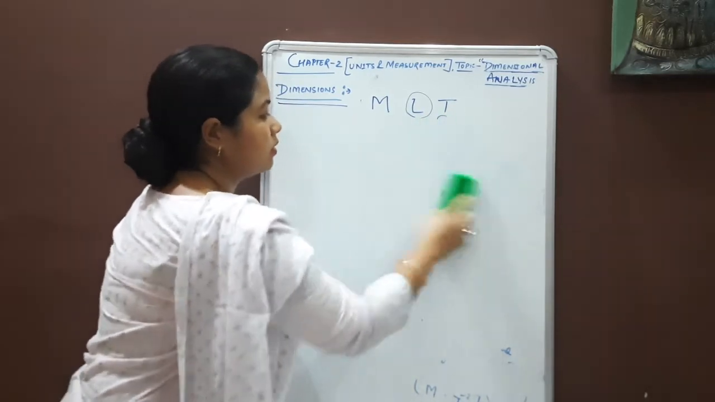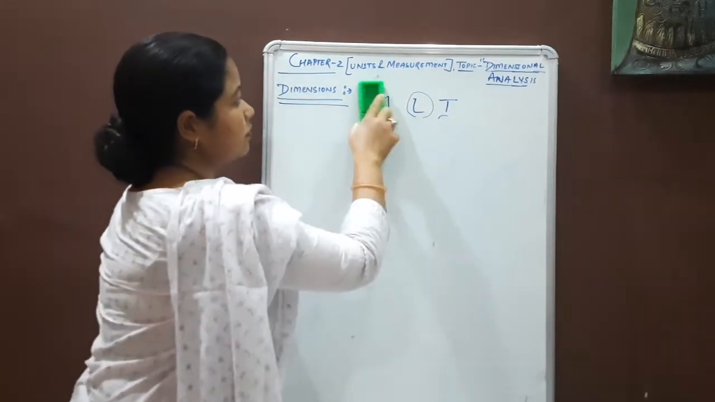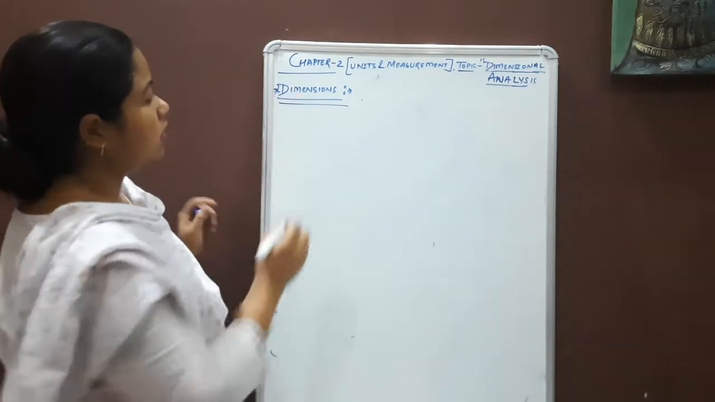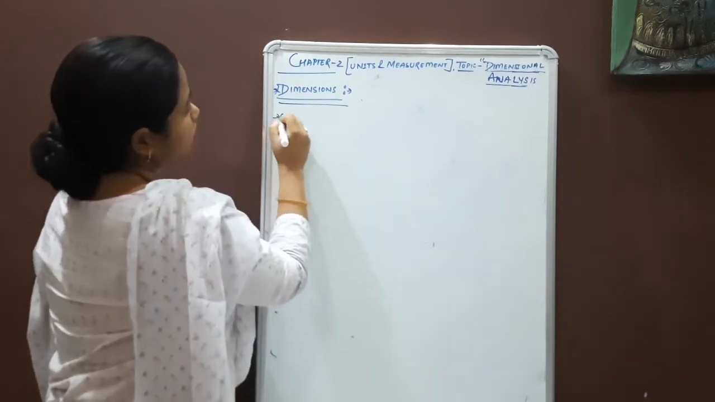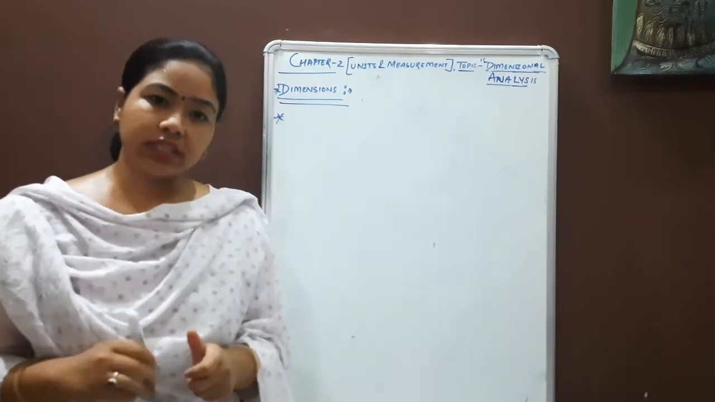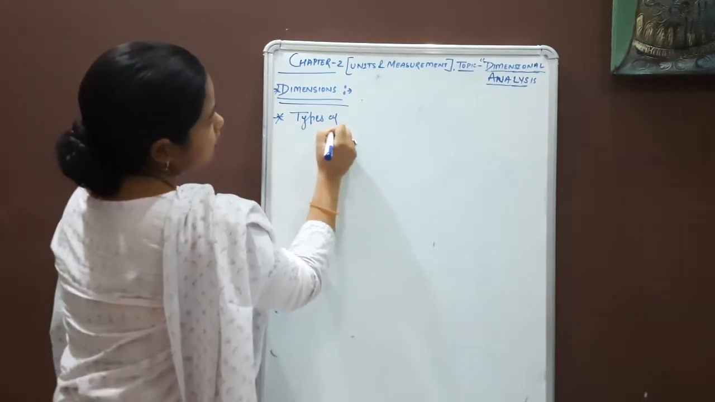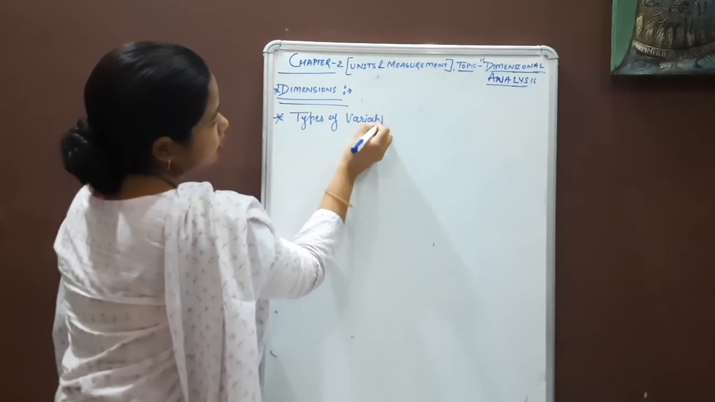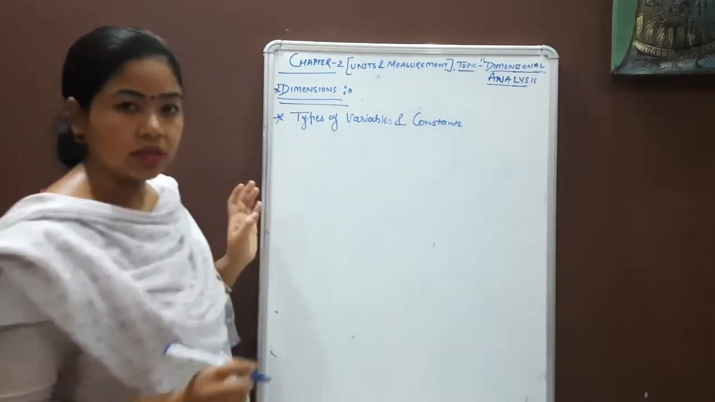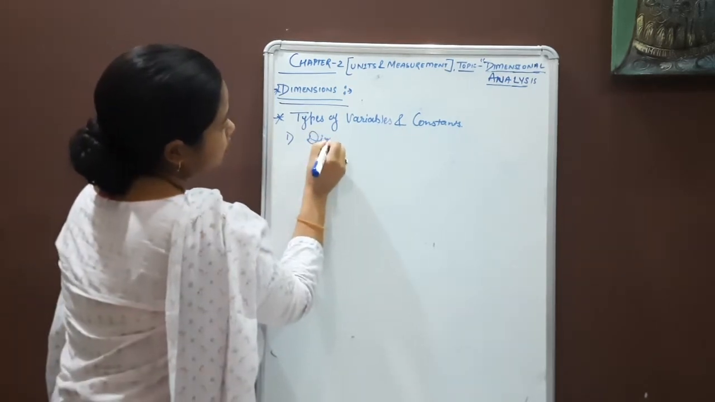Now, second, we will talk about dimensional variables and constants related to it. Types of variables and constants. In this particular category, very first we have dimensional constants.